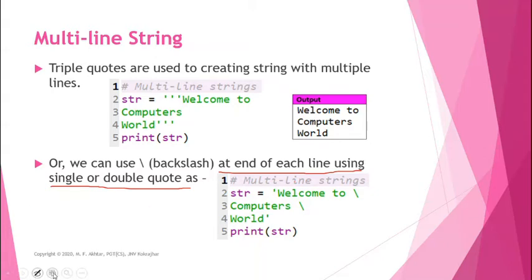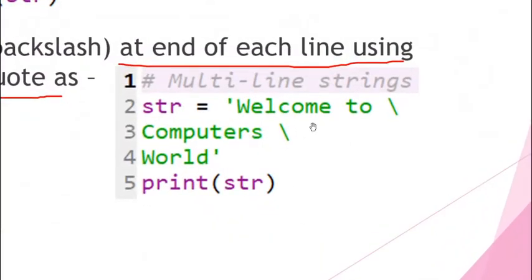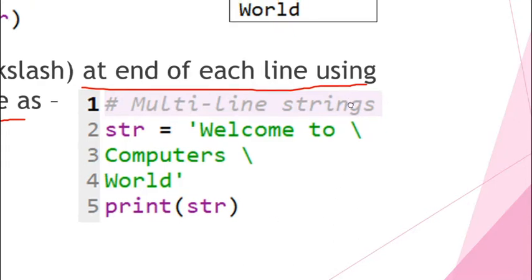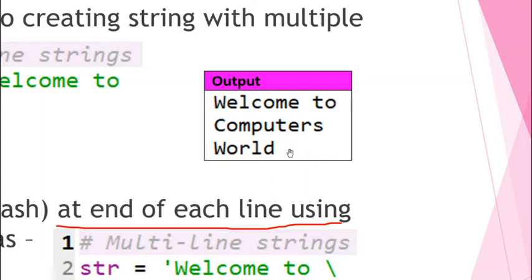See the example again. We have given a multi-line string, str equals to welcome to. Here we have given a single quotation mark, and at the end of each line we have used a backslash. Give a backslash and come to the next line, computers world, and at last you have to give the single quotation mark also. Now we have given the print statement, and the same output will come as the previous one.